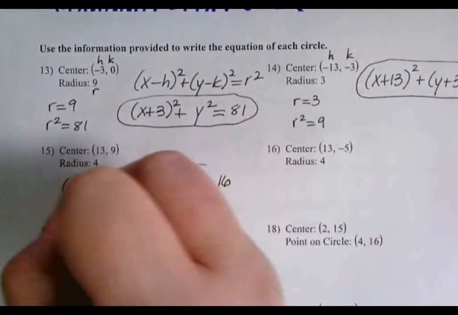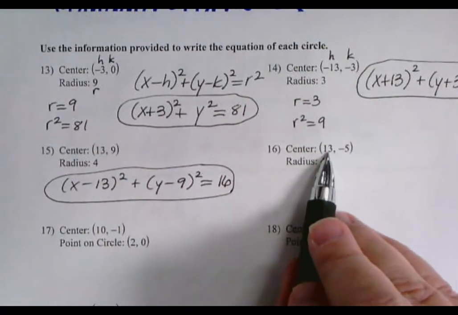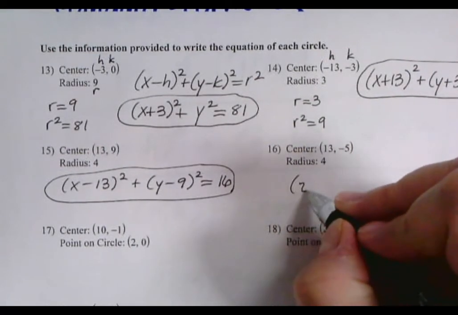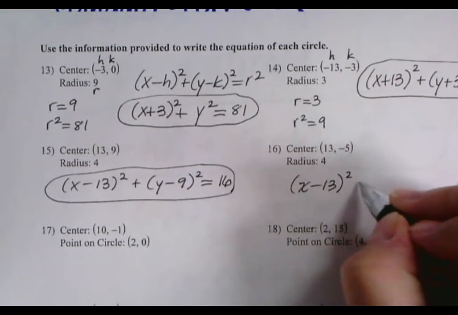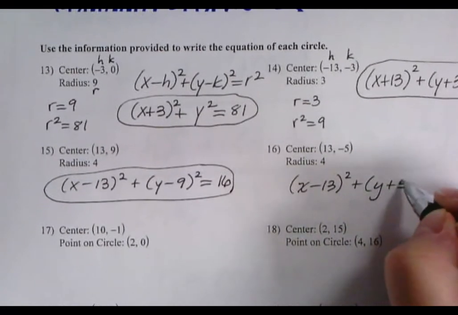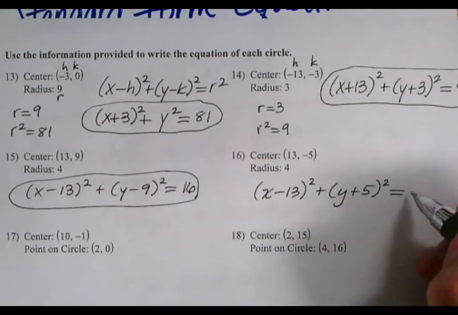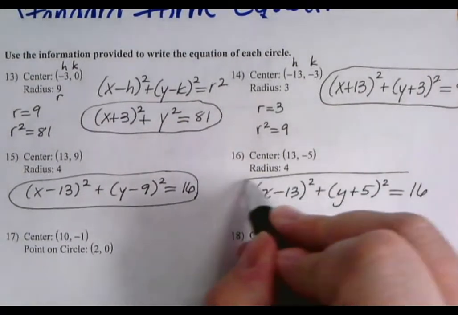Same thing over here. That's my answer here. This is going to tell me I'm going to put x minus 13 and y plus 5 equals 4 squared. 4 squared is 4 times 4, which is 16.